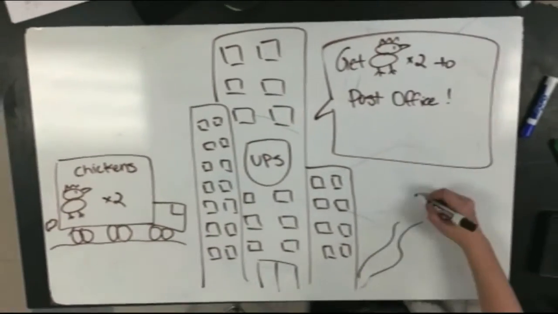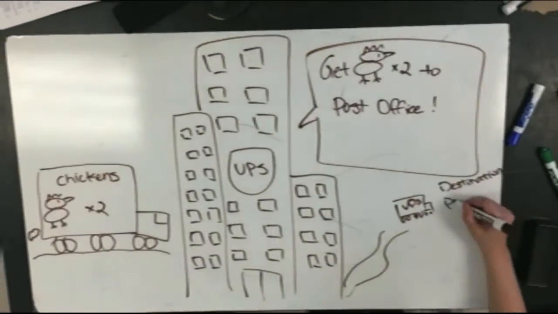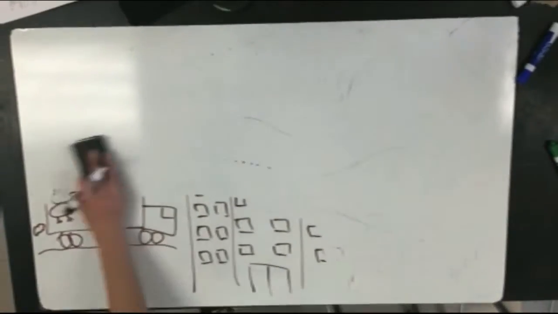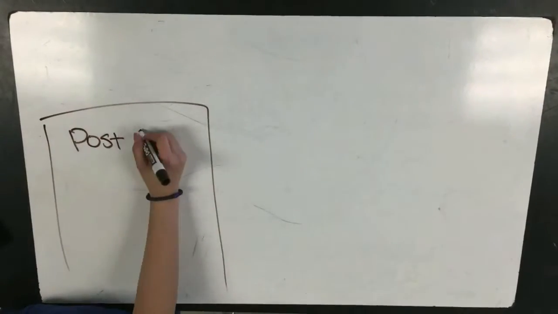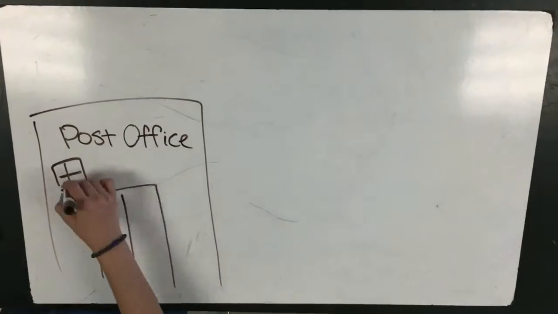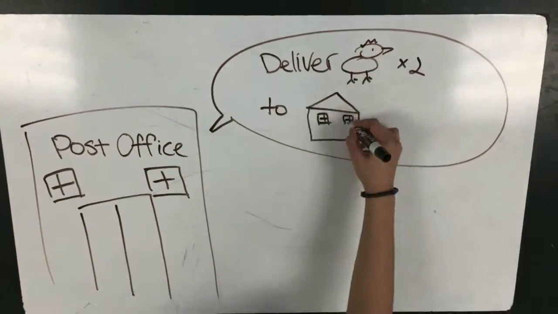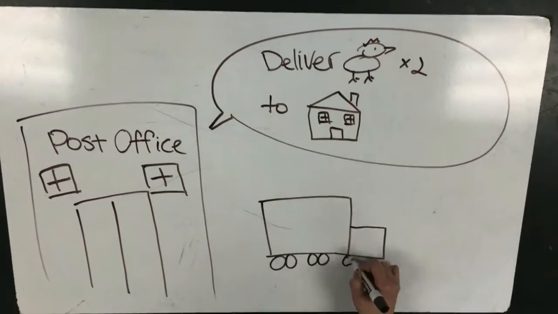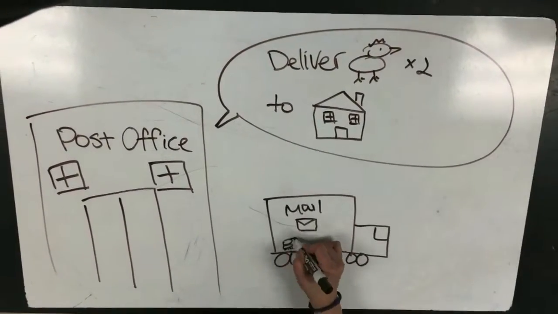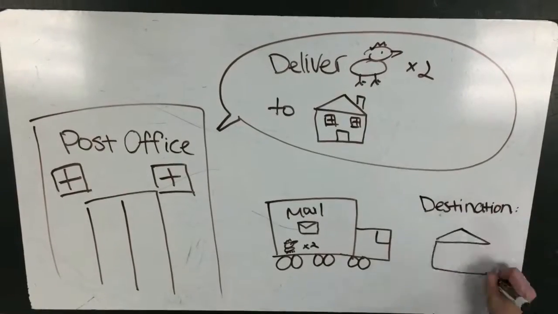After the package is transferred to the UPS truck, it will leave and take the chickens to the post office. At the post office, the chickens will be again transferred from the old truck to the new one. The UPS truck will refuel and head back, and from this point, the chickens will head to their destination, your house. At this point, they have reached the axon terminal.